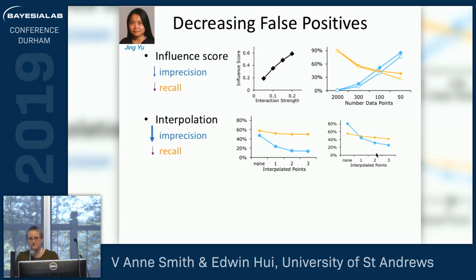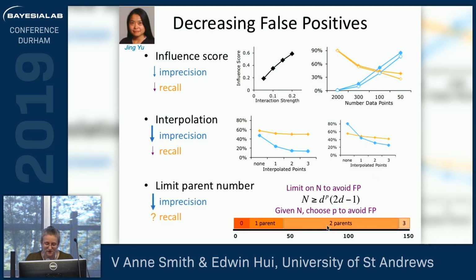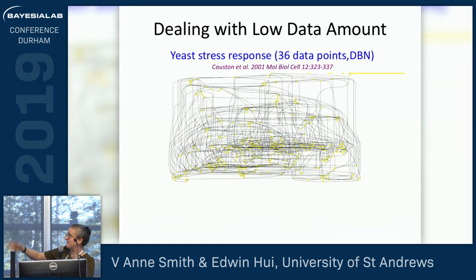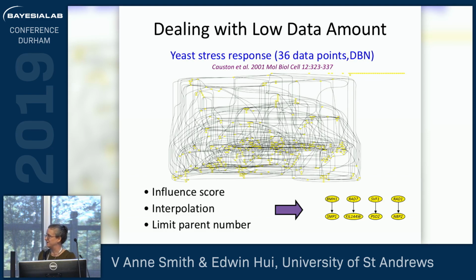And finally, we did some theoretical work on the BDE score, finding that if you didn't fill the scoring matrix well enough, you did tend to get a proliferation of false positives. So we identified a parent number that you could limit your structure search to avoid this. And that actually had a really big impact on getting rid of these lots and lots of false positives at low data amount. And here's an example of doing it. This is just an unadvanced dynamic Bayesian network with the BDE score on 36 data points. It's this rat's nest. If we applied all of those, then we came down to 4 interactions. So we got rid of lots of stuff.